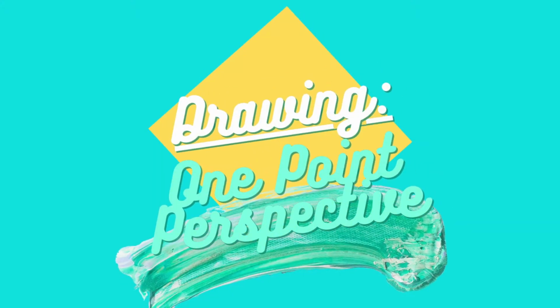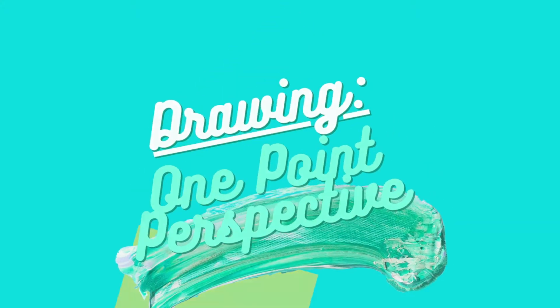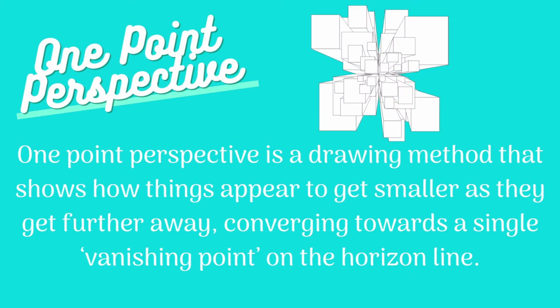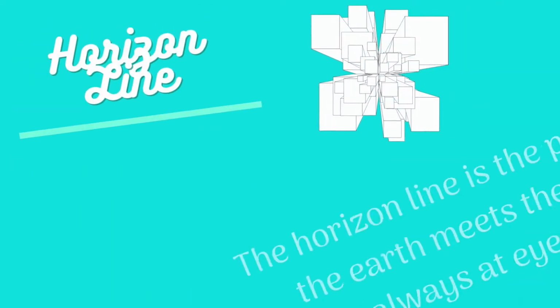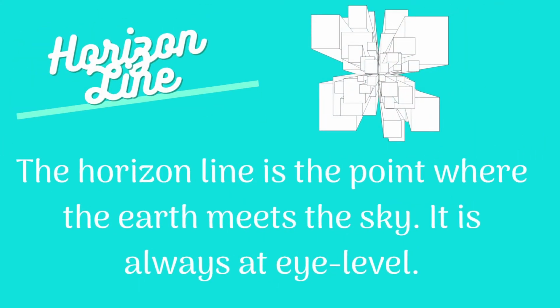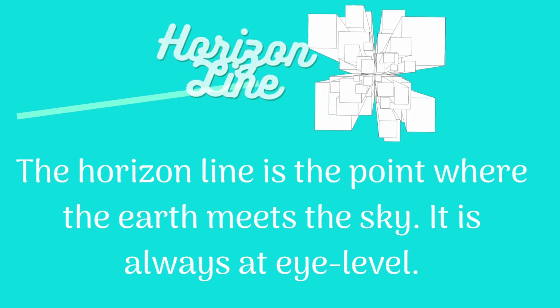Drawing, 1-point perspective. 1-point perspective is a drawing method that shows how things appear to get smaller as they get further away, converging towards a single vanishing point on the horizon line. The vanishing point is where all parallel lines intersect and is always on the horizon line. The horizon line is the point where the earth meets the sky.